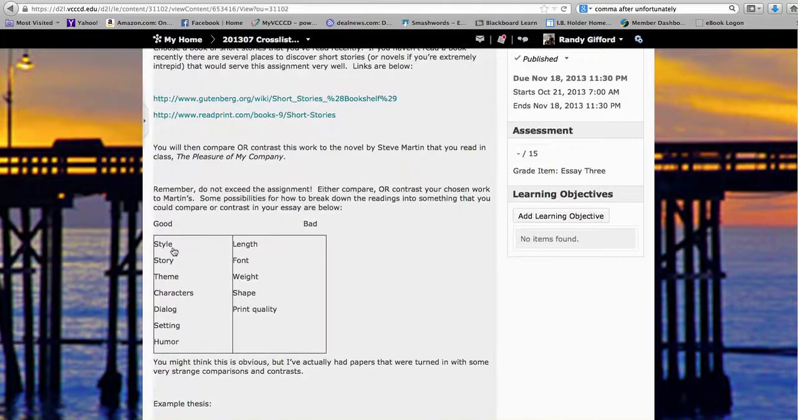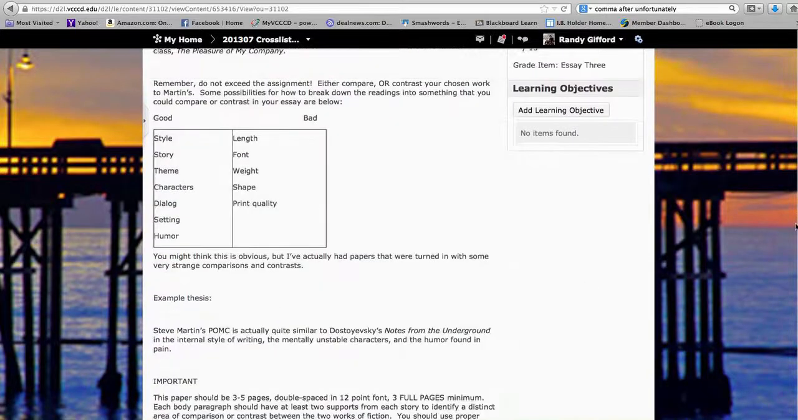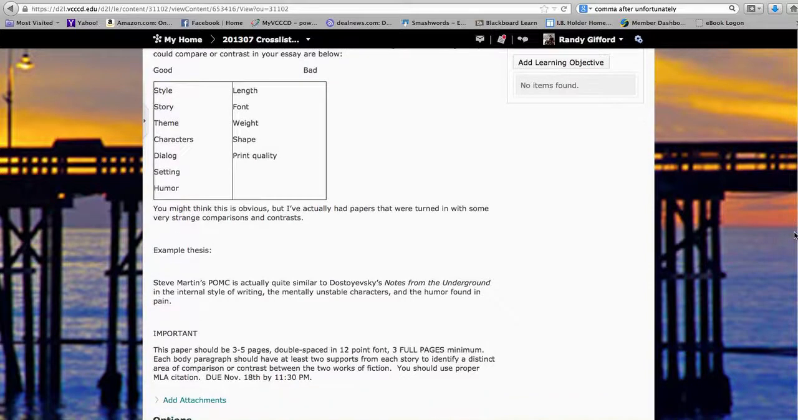You'll notice it says it's good to maybe think about style, story or plot, theme, characters, dialogue, setting, humor. All of these are topics that can be compared and contrasted. So think about using those. Things like the length of the story, the font, the weight, the shape, the print quality. I know this sounds obvious, but I've actually had somebody do a contrast or comparison on each of these things in this list, and that's why I put them in the list. Anyway, so now we're going to look at the example thesis, and we'll move on to the outline right afterwards.